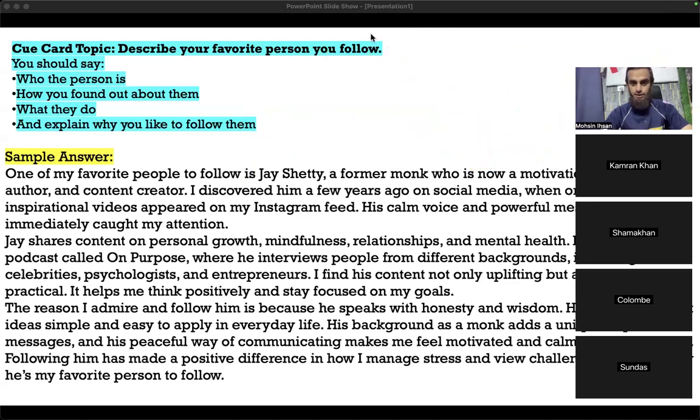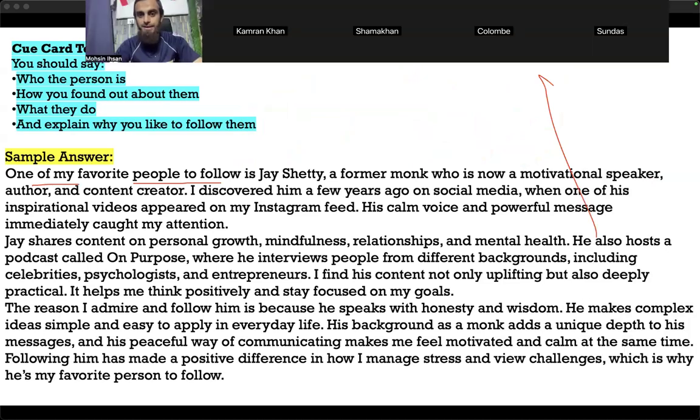Okay, let's move towards the topic without wasting further time. The very crucial and simple point is to speak. One of my favorite persons to follow is Jay. So who is that? One is the keyword here, one person. Next is a former monk. You can say a former scholar, or a former representative of something, a former monk who is now a motivational speaker. So right now and the past, we discussed.